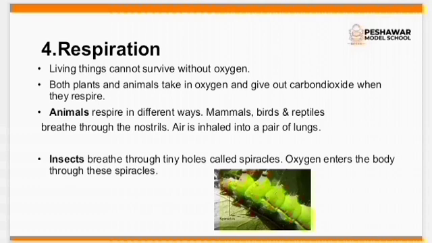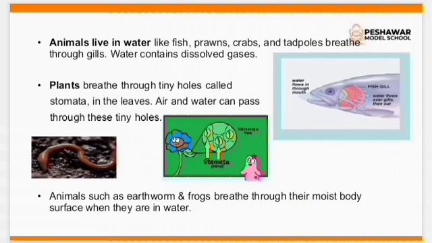If we are taking example of insects, they breathe through tiny holes called spiracles. Oxygen then enters the body through these spiracles. It's a tiny hole. Looking here, animals that live in water like fish, prawns, crabs, and tadpoles breathe through their gills, not through their lungs. Water contains dissolved gases. We know that water contains dissolved gases, right? So they breathe through their gills.